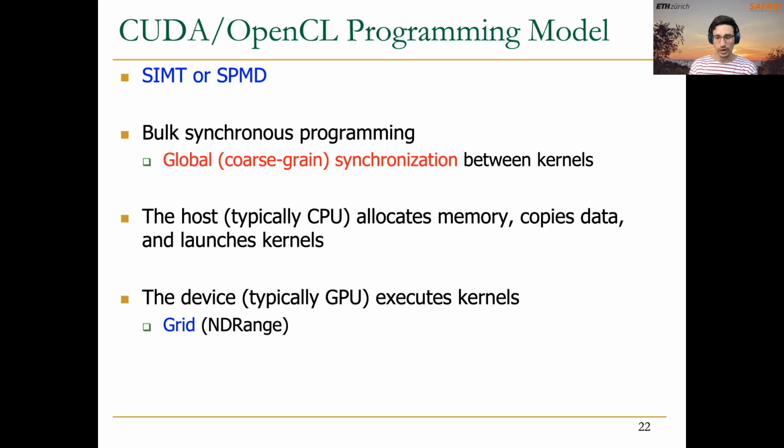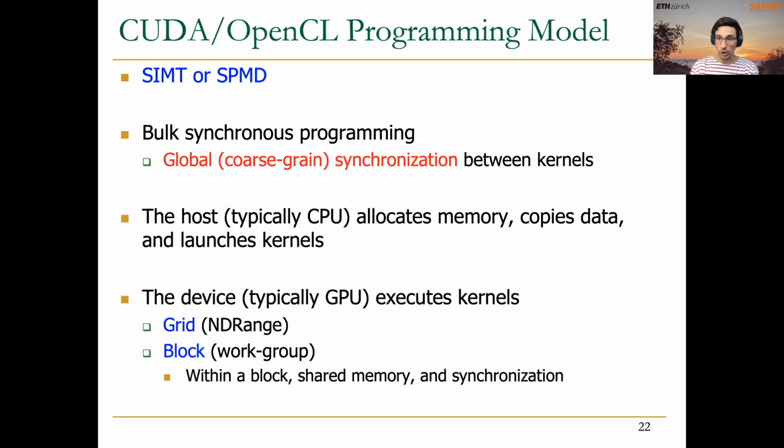When it comes to executing a kernel, the whole group of threads that we launch onto the GPU hardware is what we call a grid. So that's the total group of threads that execute a kernel. This grid in OpenCL is called ND range, but it's essentially the same. As you know, the threads are grouped into thread blocks, and these thread blocks in OpenCL receive the name of work groups, but they are exactly the same.